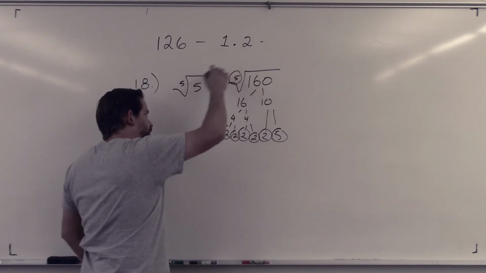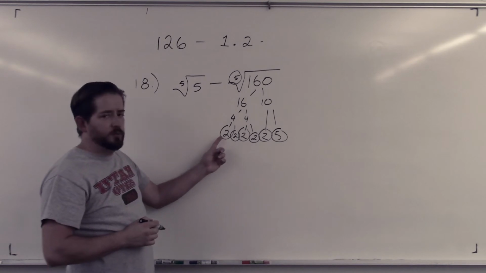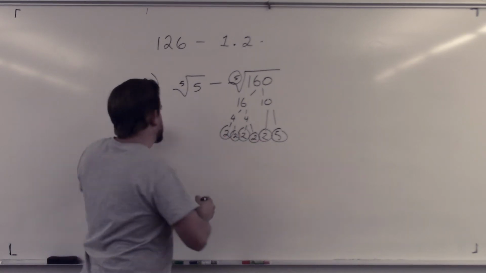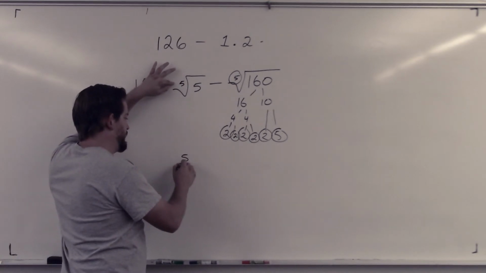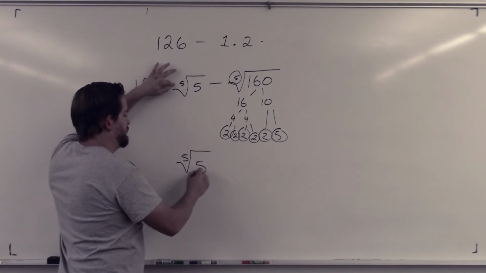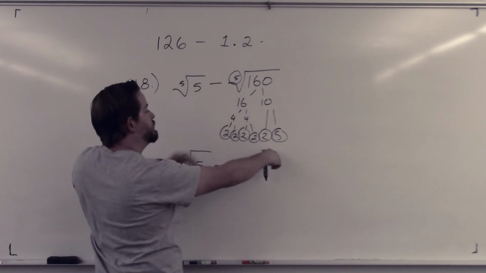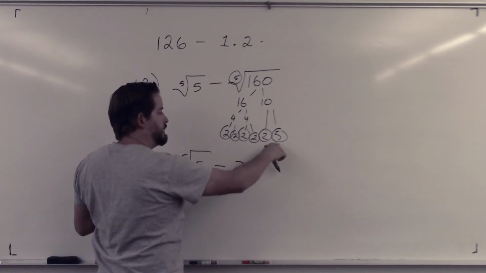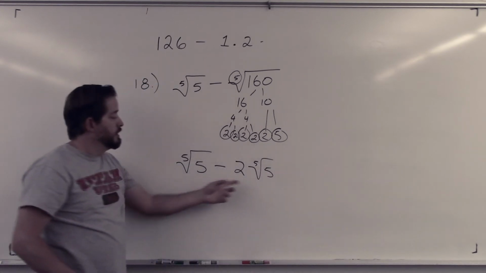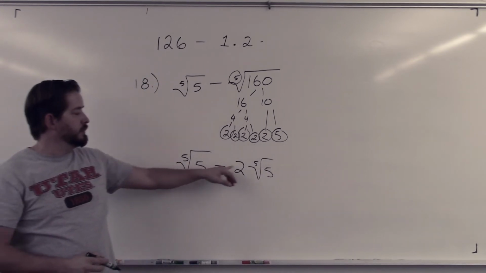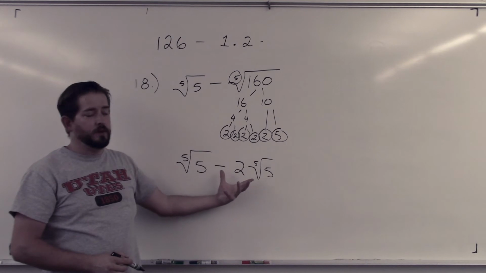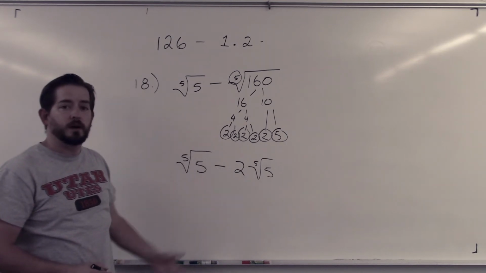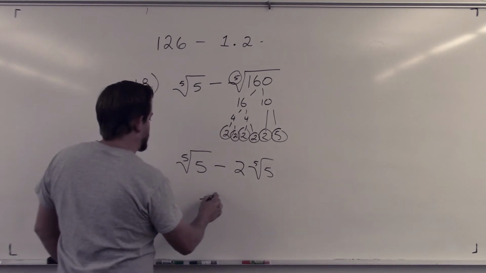I'm under a 5th index, so I need 5 to pull out, but I have 1, 2, 3, 4, 5 2's. So since I couldn't change this guy, I'll rewrite it: 5th root of 5 minus, but I have 5 2's to pull out, so I have a 2 out here, and a 5th root of what's left is that 5. My radicals are the same, they're both in terms of 5th root of 5, and so I have one of them minus 2 of them, that's minus 1 of them, so it's just the negative 5th root of 5.